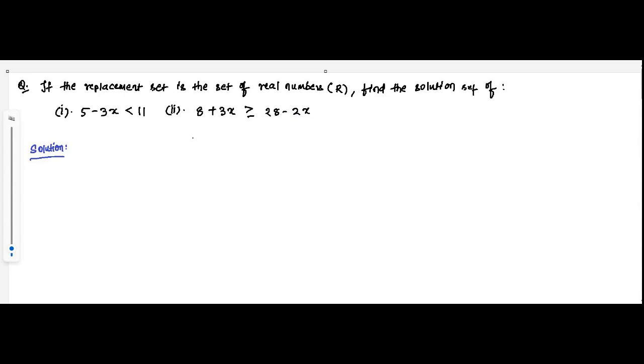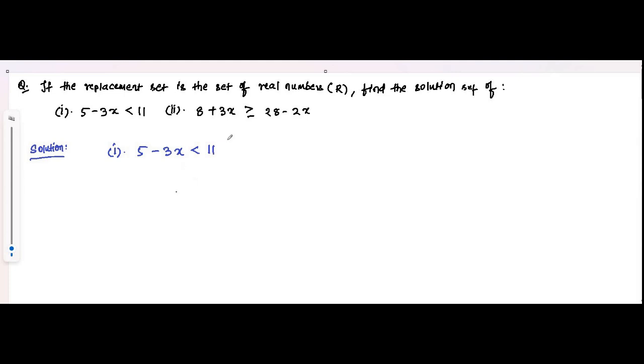So here the replacement set is real numbers. So far we have dealt with natural numbers, whole numbers and integers. So here the solution set will be represented in a different way. So first, 5 minus 3x is lesser than 11.